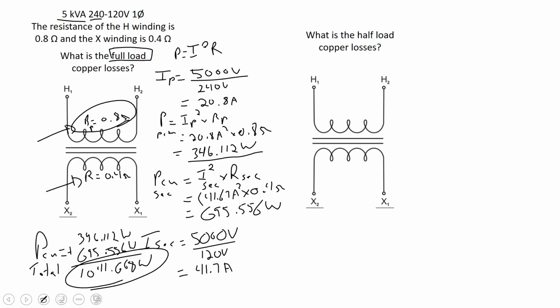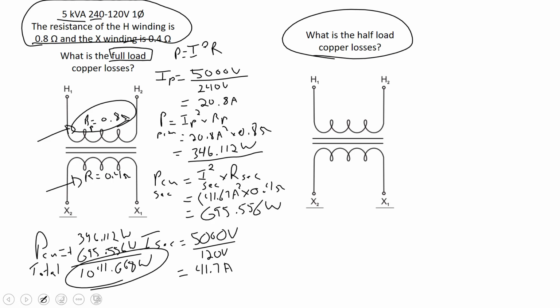Now, the question here I'm going to propose to you is, I'm going to take this same transformer, and what do you suspect this transformer's losses would be if I only loaded it up to half load? So half load, so 5,000 VA is its full load. If I divide that by 2, so half load or 50% of it, we are only loading it up to 2500 VA this time. Well, so over here we had a 5000 VA load.